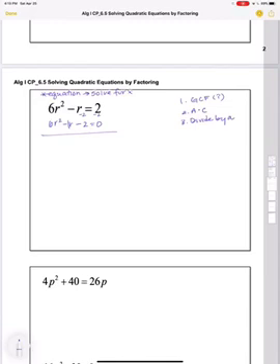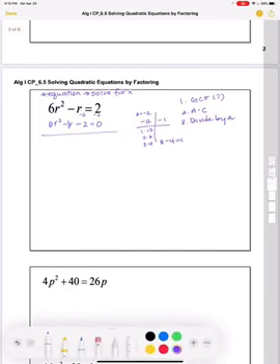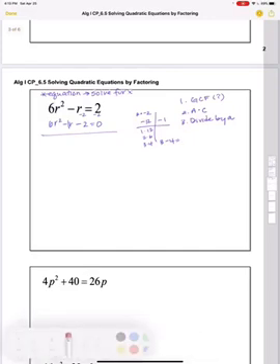So I do 6 times negative 2, and that is negative 12. So what times what is negative 12, and added together is negative 1? 1 and 12, 2 and 6, 3 and 4. Yeah, 3 and 4, because they're like 1 apart from each other. So if it is positive 3 and negative 4, that gives us negative 1. And then also, if I multiplied them, that would give me negative 12. So those are my two numbers.